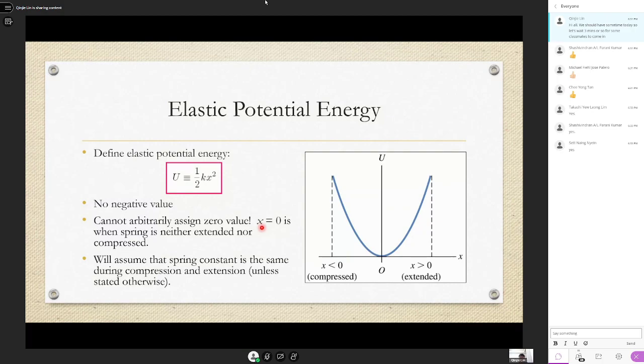That's what the third point is talking about. We assume that the spring constant is the same during compression and extension unless stated otherwise. So the spring constant is this k here. It also has other names, like sometimes we call it the force constant. Basically this k, we will assume is the same. So this will look like a nice curve. But in real life, not all springs will behave this way. Sometimes it's easier to compress than to extend, or vice versa. Then this will not look like a nice smiley like this.